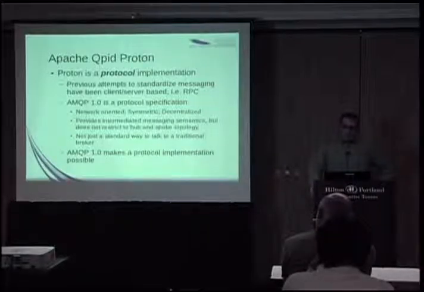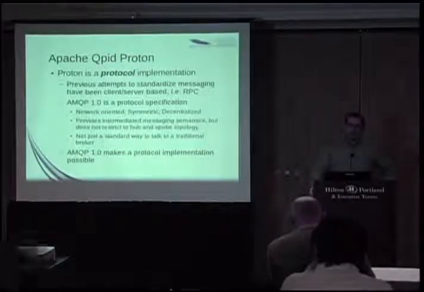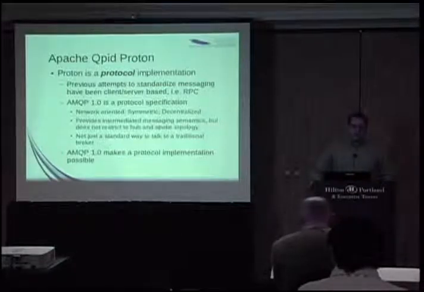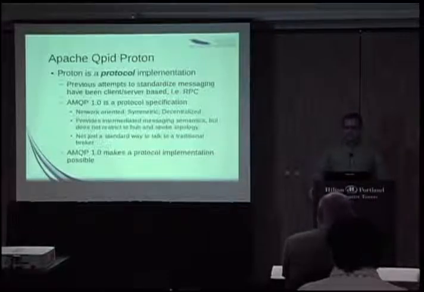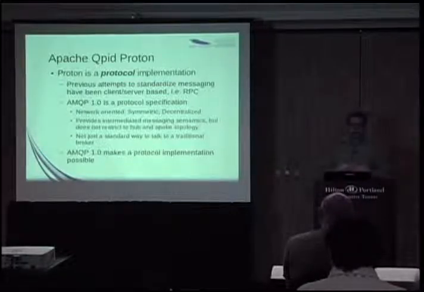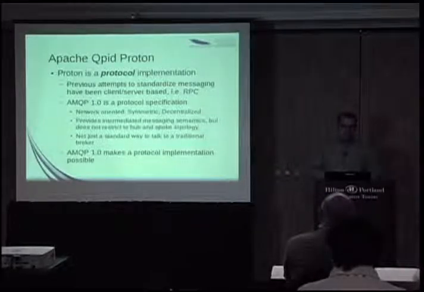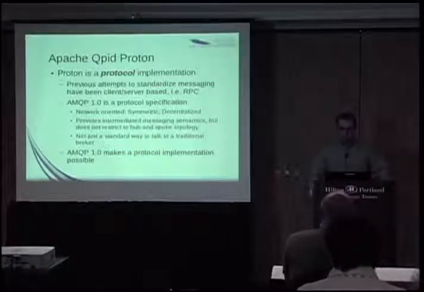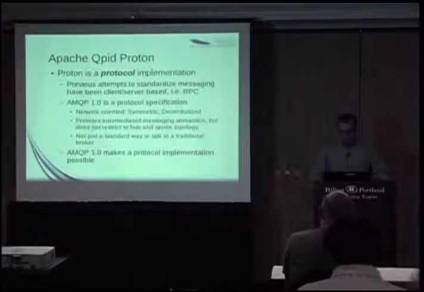And this is something that prior to AMQP 1.0 hasn't really been possible because, as far as I know, all previous attempts to standardize messaging were very client-server based, whereas AMQP 1.0 takes a departure from that approach by being entirely symmetric, very network-oriented, and decentralized, and it does provide the intermediated messaging semantics. So it has that rendezvous concept, but it doesn't restrict us to the hub and spoke topology that traditional brokers tend to use. So it's really what makes a protocol implementation like Proton possible.